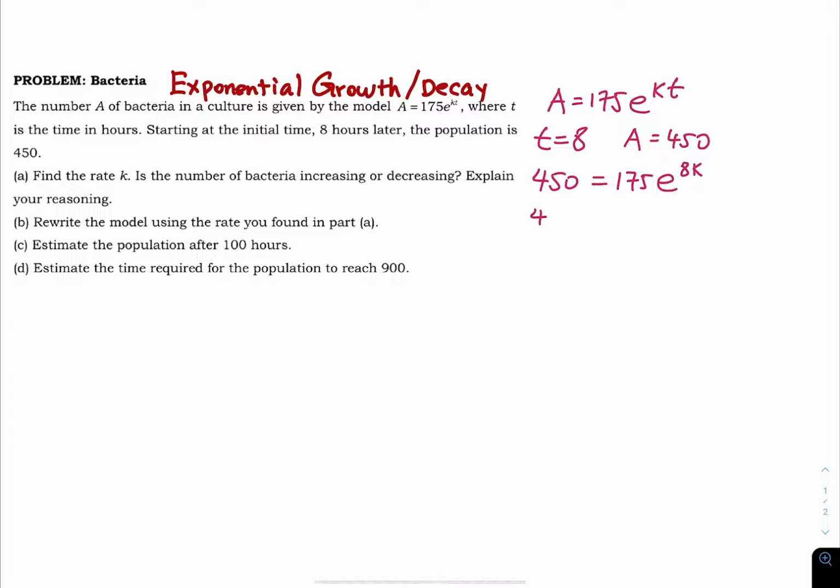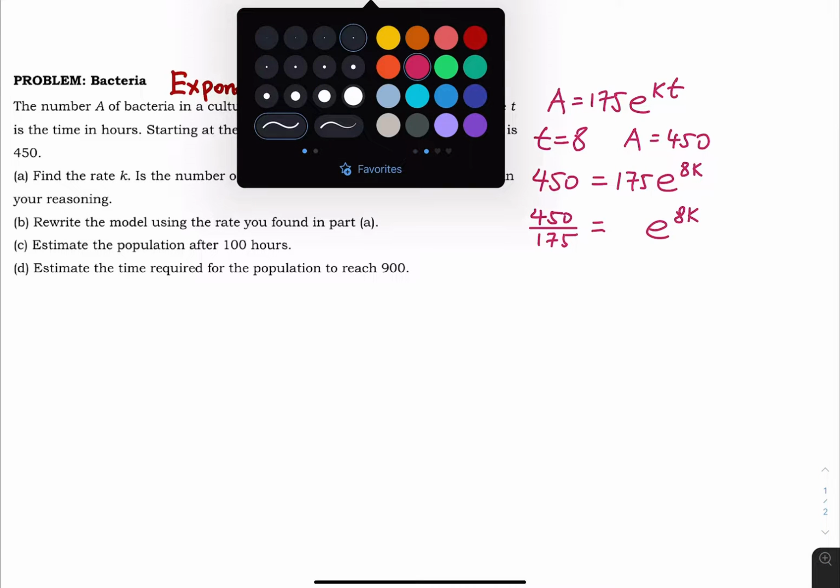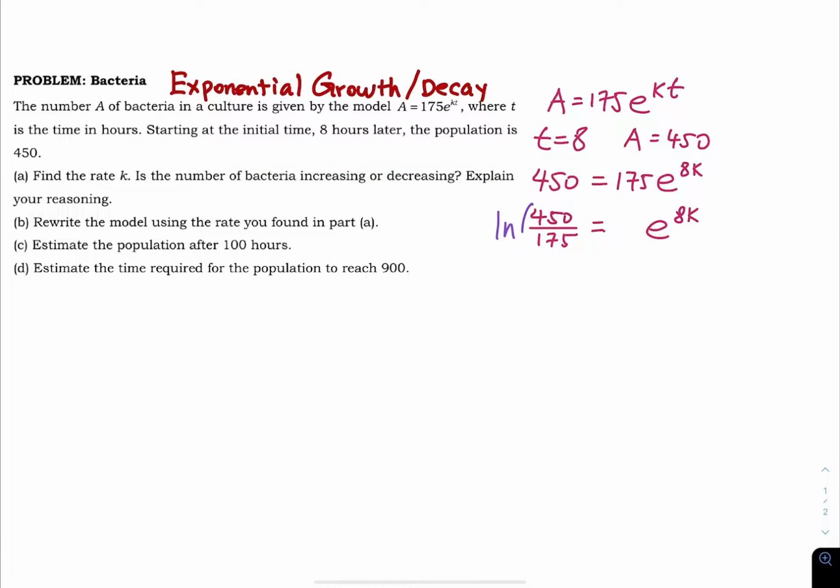Let's divide both sides by 175. So 450 divided by 175. There is no need to reduce this fraction at this point. And then e to the 8k. How do we bring the k down? To bring the k down, we have to take ln on both sides. I'm going to use a different color to write that. I'm going to take ln on the left and then ln on the right. So we can bring the 8k down, and then ln e equals 1.